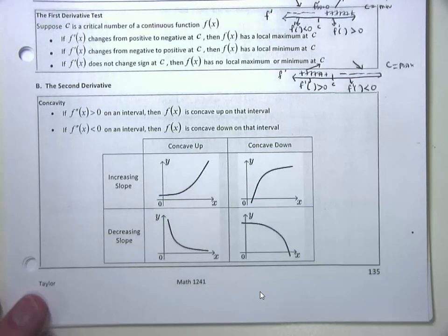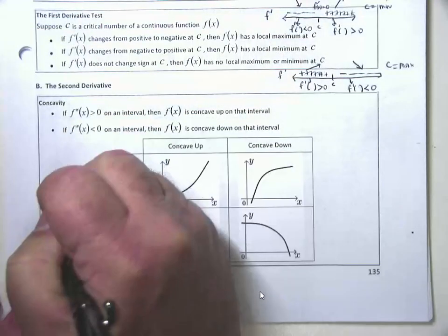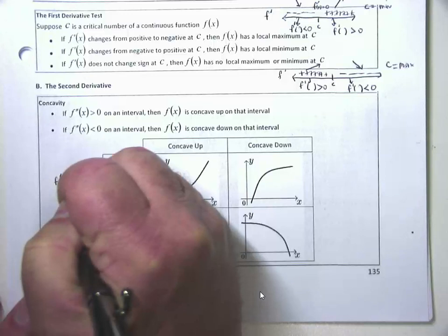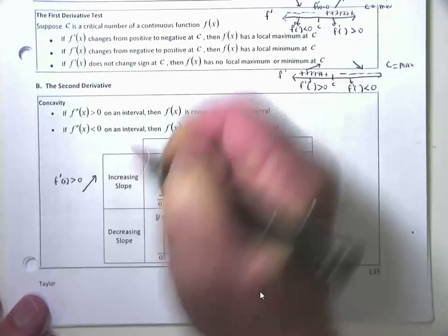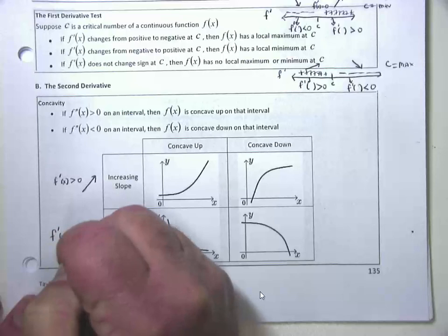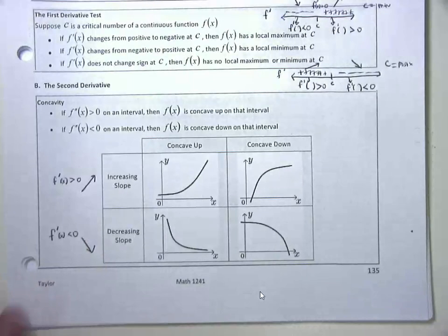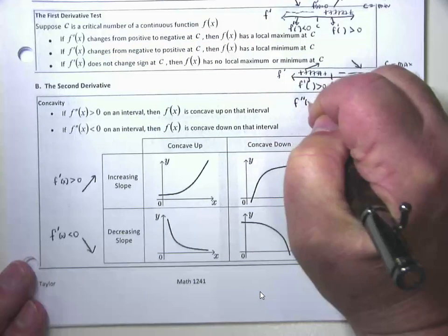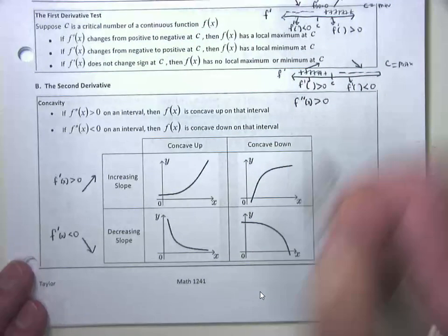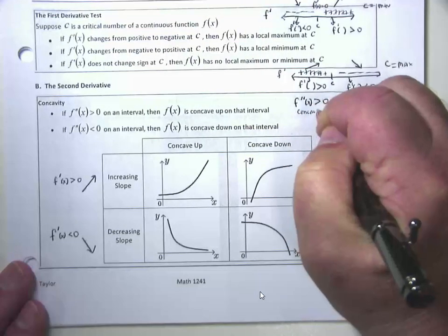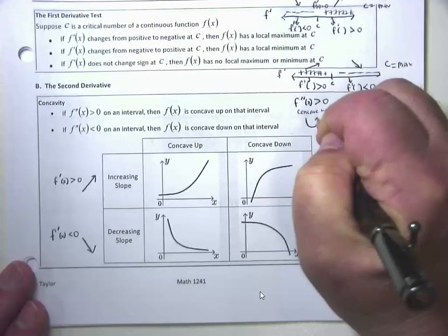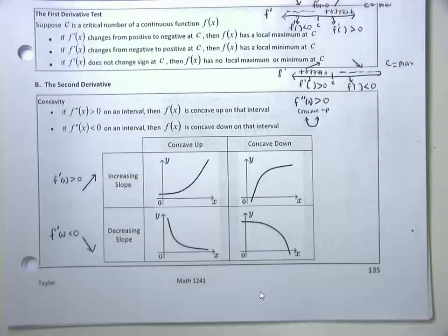Your first derivative measures increasing and decreasing. If your first derivative is greater than 0, that means you are increasing. If your first derivative is less than 0, that means you are decreasing. Your second derivative measures concavity. So if your second derivative is greater than 0, that means it's concave up. Concave up means it is U-shaped up, bent upwards. The rate of change of the rate of change is positive. That means the graph is bent upwards.